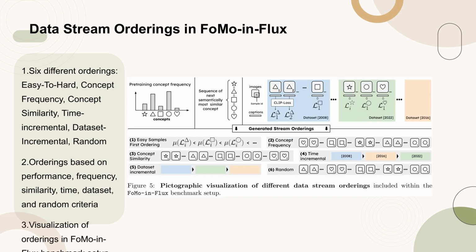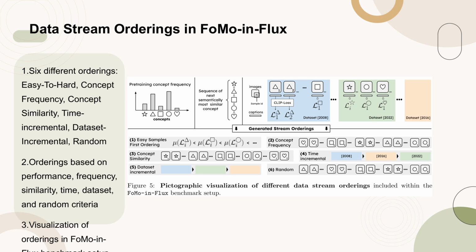Figure 5 provides a pictographic visualization of the various data stream orderings included within the FOMO Influx benchmark setup. These orderings include easy to hard, concept frequency, concept similarity, time incremental, dataset incremental, and random.